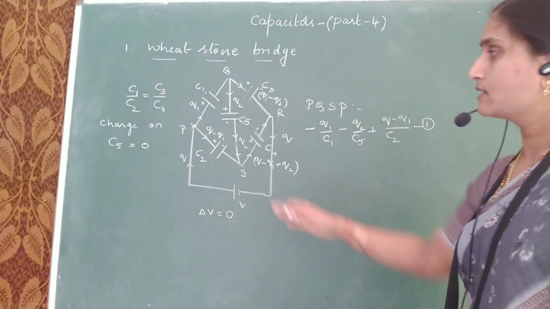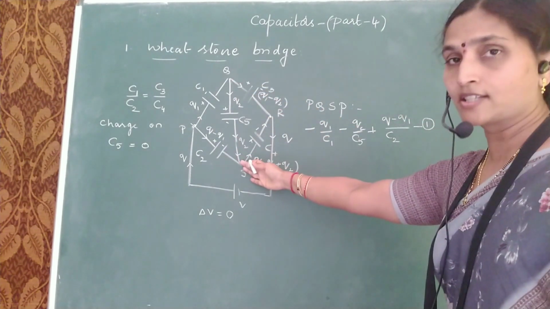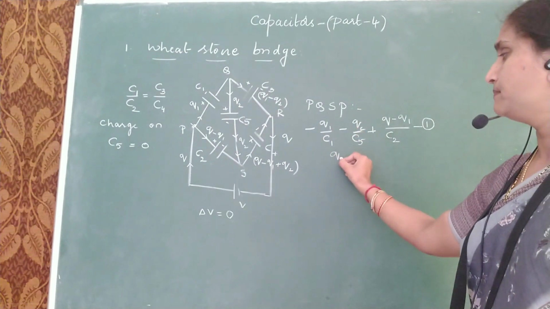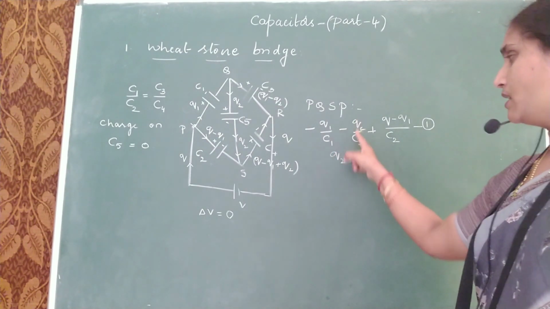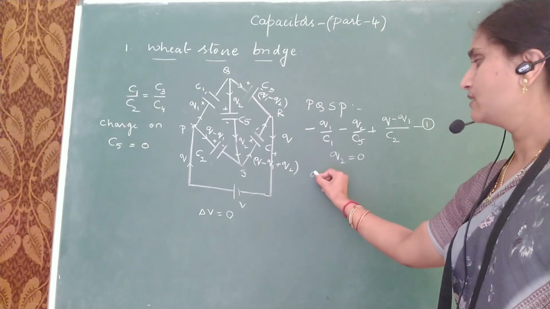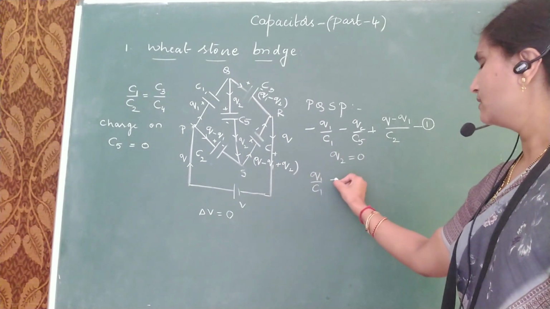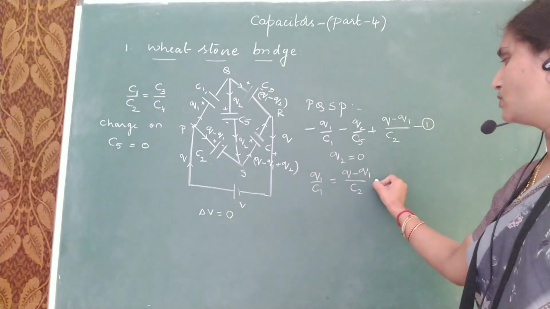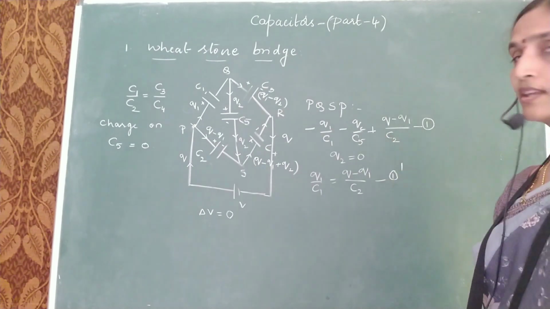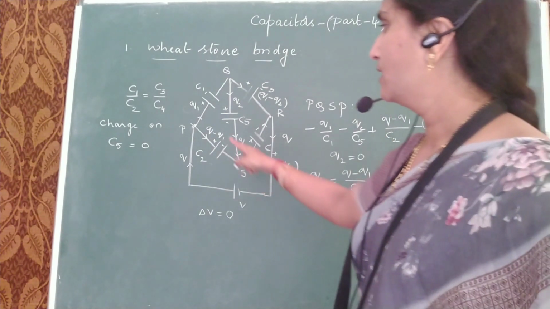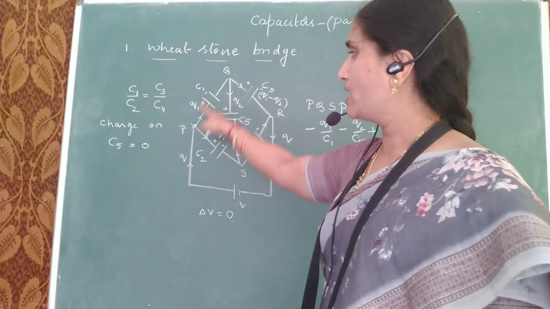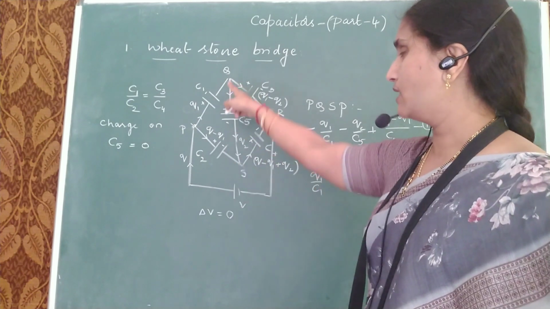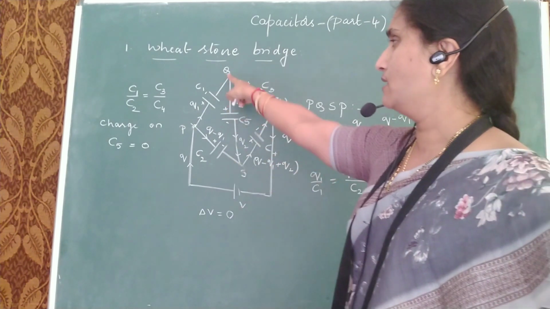And I told you that charge on the central capacitor is 0. If there is no charge on the central capacitor, you can put Q2 as 0. If I make Q2 0, from this relation I get Q1 by C1 as Q minus Q1 divided by C2. Call this as 1 dash. Okay, so this is the first equation by taking the total voltage for this closed loop. Similarly, I will take the closed voltage for the second loop starting from Q, R, S and Q.